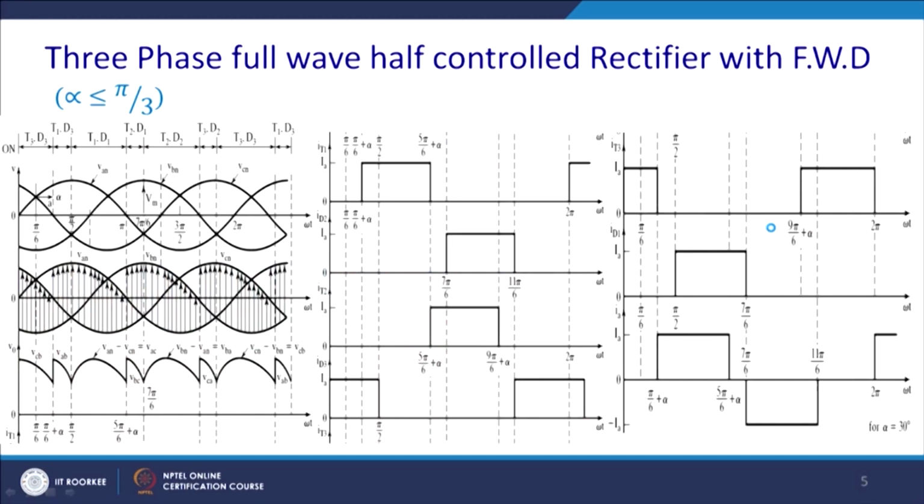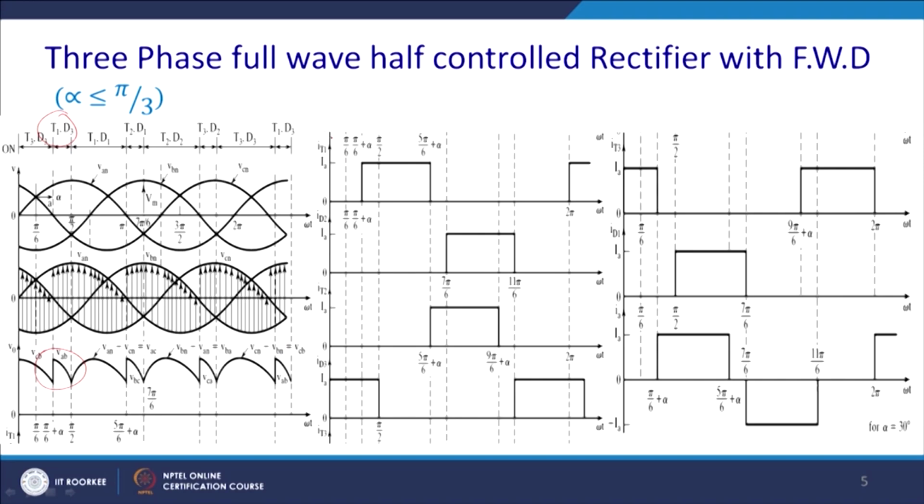Now, for the 3 phase full wave half controlled rectifier, these are all the waveforms you have studied in power electronics. So, we start from this point for continuous conduction and for alpha less than 30°. Ultimately, you trigger at alpha here, T1 D3 will conduct. So, you get the voltage first CB, thereafter AB, thereafter AN, thereafter CN, AC, like that you will get the waveform.